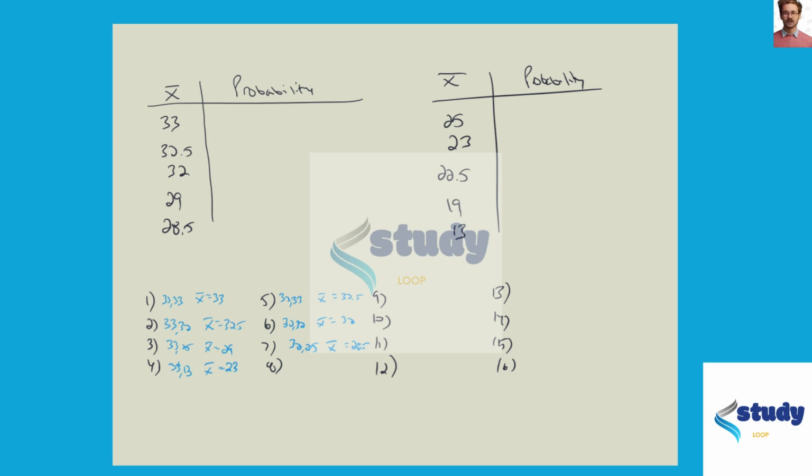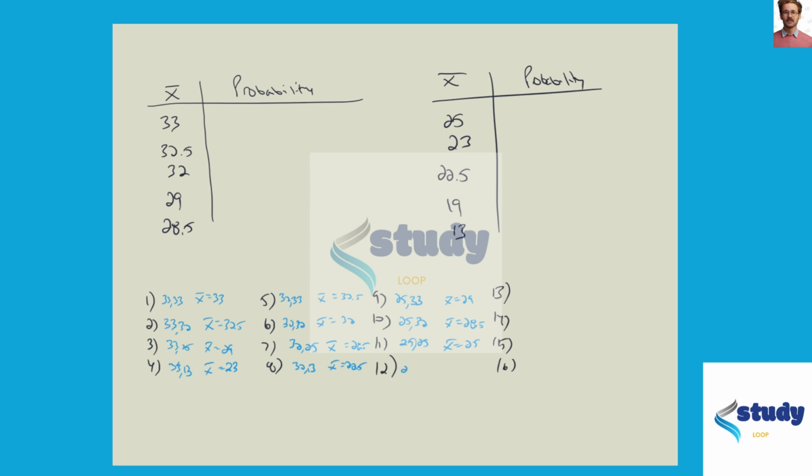You could have a 32 and 13, which is a mean of 22.5. You could draw a 25 and a 33, which would be a mean of 29. You could draw a 25 and a 32, which would have a mean of 28.5. You could draw a 25 and a 25, which would be a mean of 25.